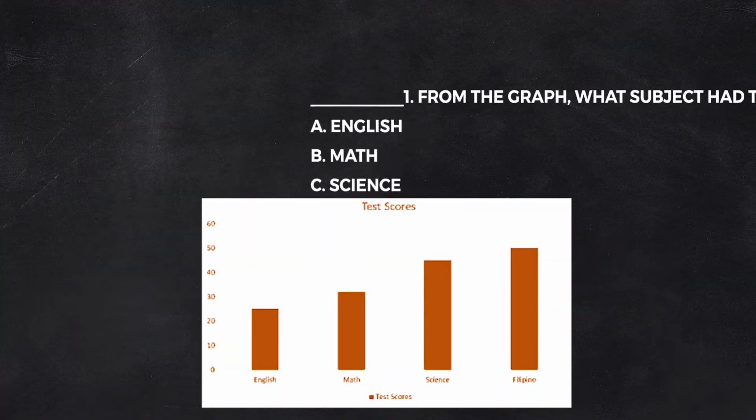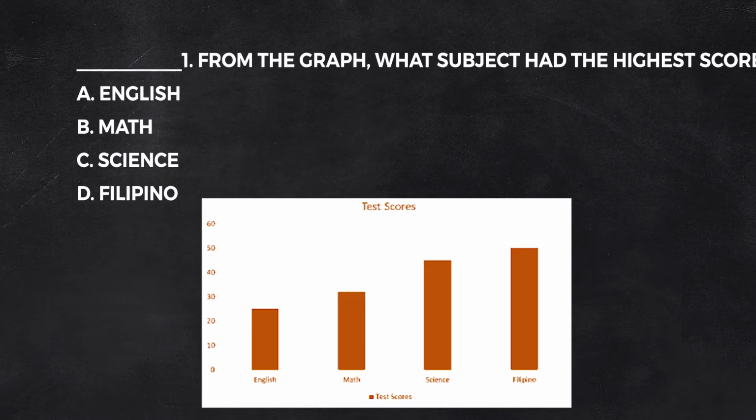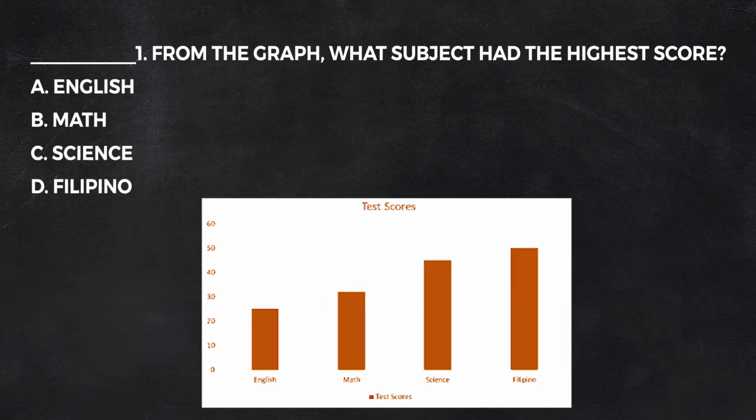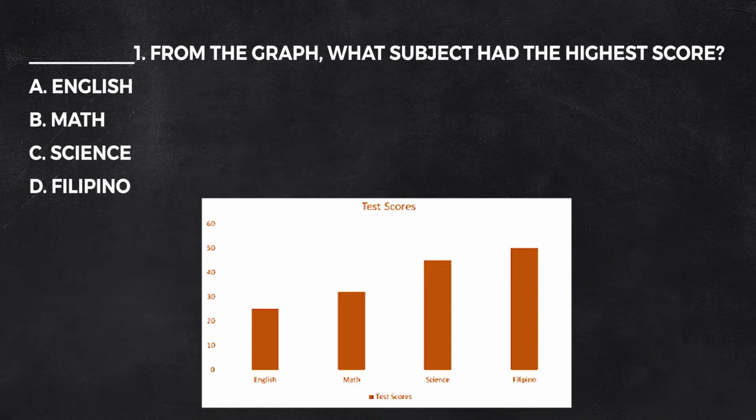For question number 1, from the graph, what subject had the highest score? Letter A, English. Letter B, Math. Letter C, Science. Or letter D, Filipino. The correct answer is letter D, Filipino.